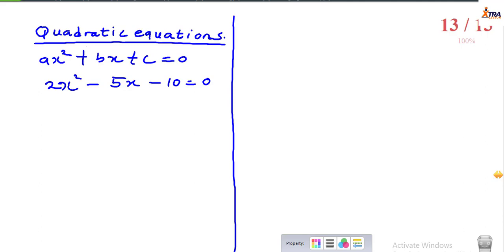Another thing about a quadratic equation is that the highest power in a quadratic equation is 2. As you can see in the expression written above, the highest power is 2. So in this class, we're going to learn one of the methods of solving a quadratic equation, which is solving quadratic equations by the factorization method.